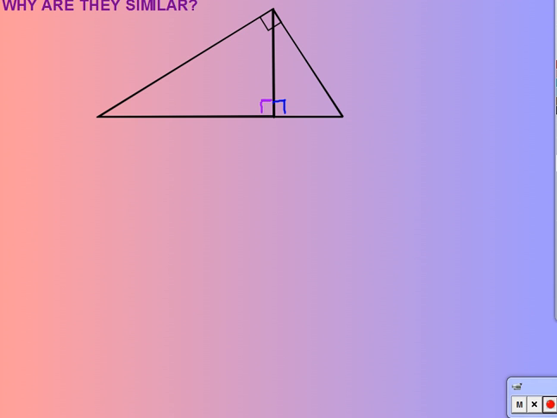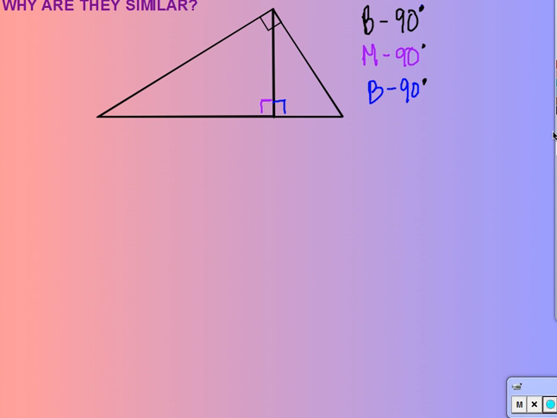What I'm noticing here is that my black triangle has a 90-degree angle. My medium, or middle-sized, triangle has a 90-degree angle. And then my little blue, or small, triangle has a 90-degree angle. Now, in order to prove triangles are similar, all you've got to do is prove that two of their angles are congruent. Right now, each of them has a 90-degree angle, so they all have a congruent angle.